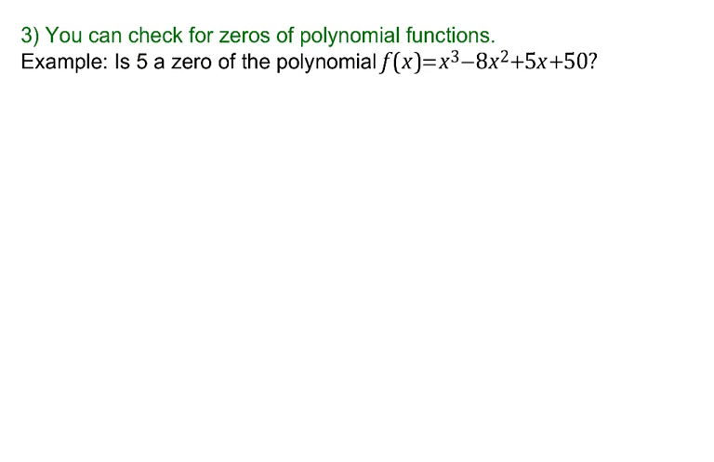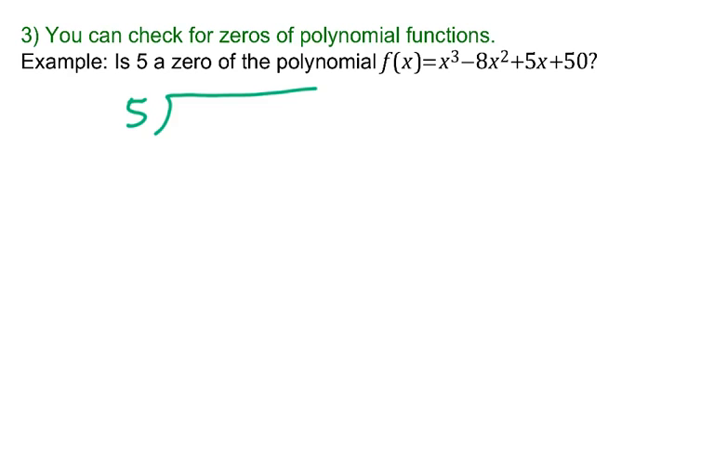Very closely related to number 2, you can check for zeros of a polynomial function. So asking the question, is 5 a zero of the polynomial, is really just saying that if you substitute 5, do you get 0? So this will be just like number 2. And again, the number you substitute, you do not change its sign. You are just substituting a value, so you put a 5 there, don't change its sign.